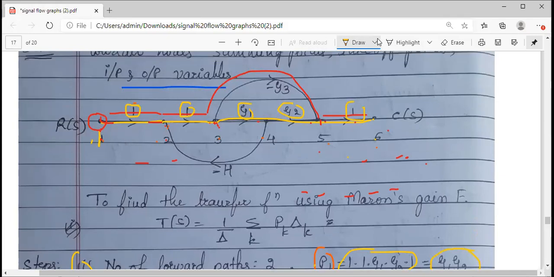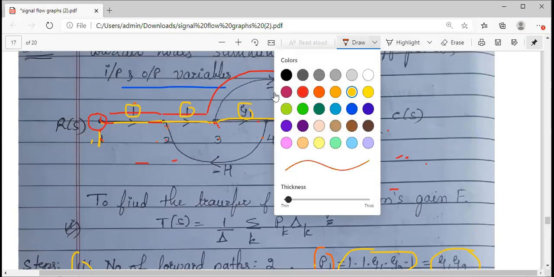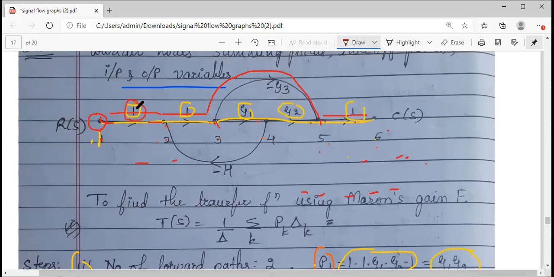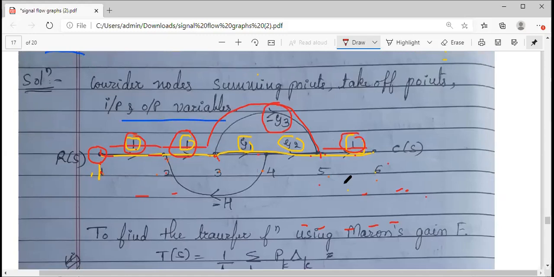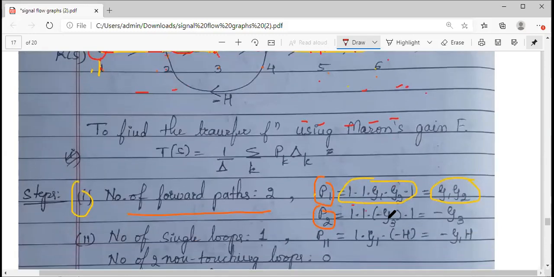Now coming to the red color line, the second forward path. See, you are starting from the first node: 1, 1 into 1 into minus G3 into 1. So 4 gains are there: 1, 1, minus G3, 1. So the overall multiplied value is minus G3. So for the 2 forward paths, I have marked 2 gain values. This is your first step.